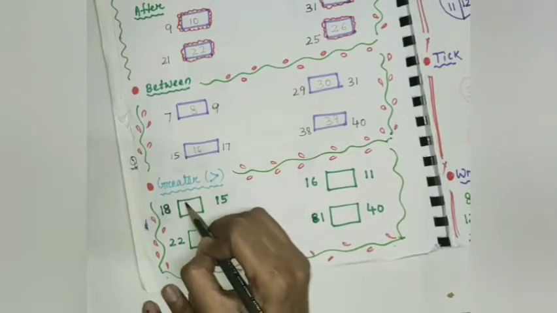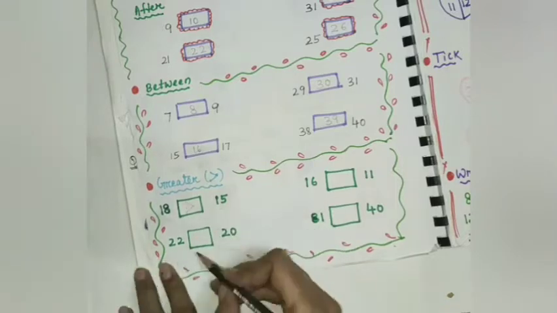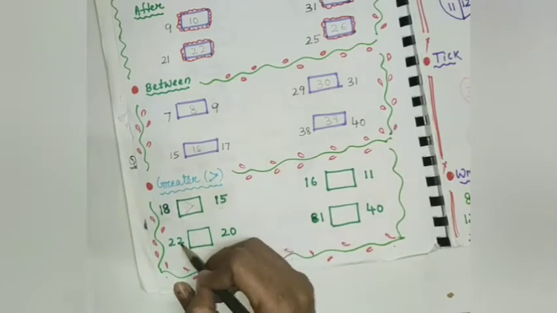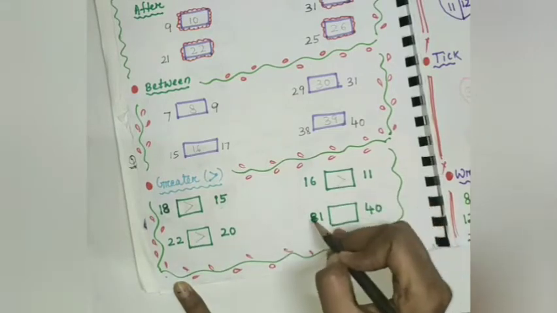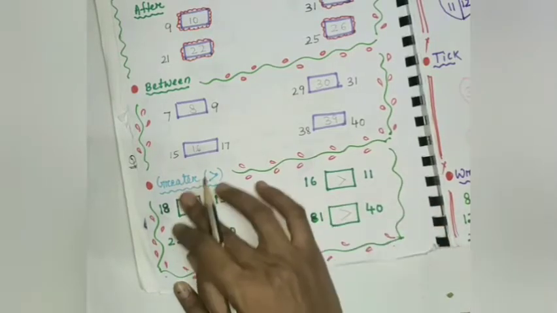Okay, then greater. Here 18 is big, so we'll write that 18 is greater than 15. Then 22 is greater than 20. 16 is greater than 11. 81 is greater than 40.